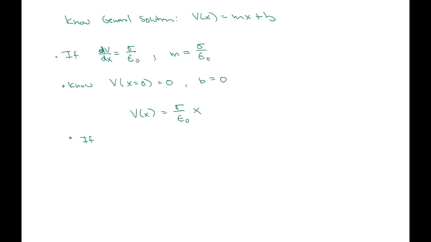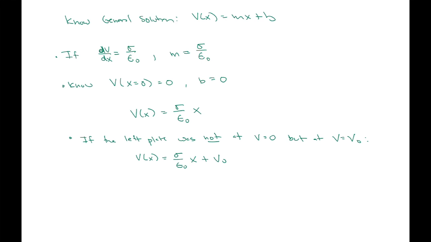Okay, if the left plate was not at V equals 0, but at V equals V naught, then in that case, this would be the solution. So just change what that value of B was in my general solution.